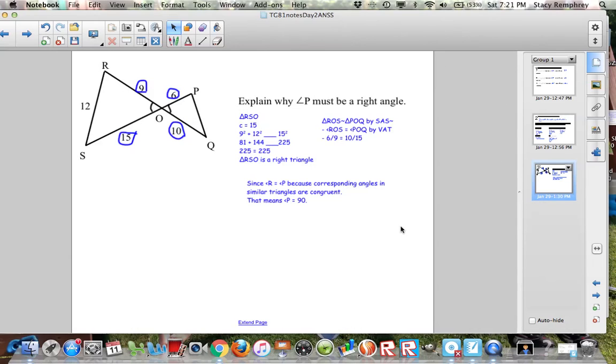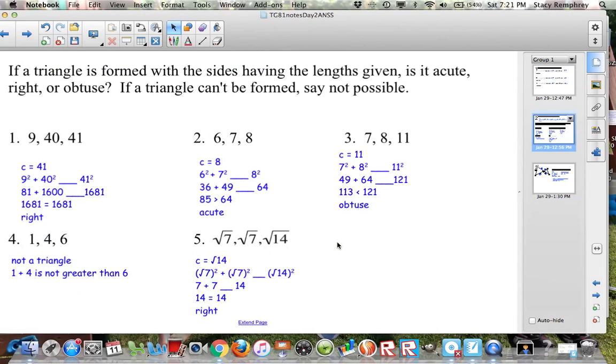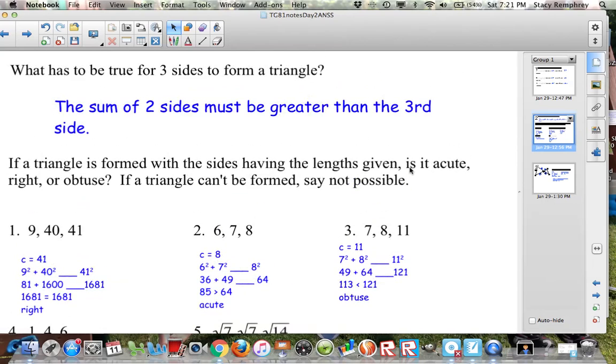So the converse of the Pythagorean theorem can be used to prove if a triangle is right, acute, or obtuse, but don't forget to check first if it is a triangle. Okay? And again, your examples are here, given 3 sides, what you can do. And then you'll be working on the homework for today.